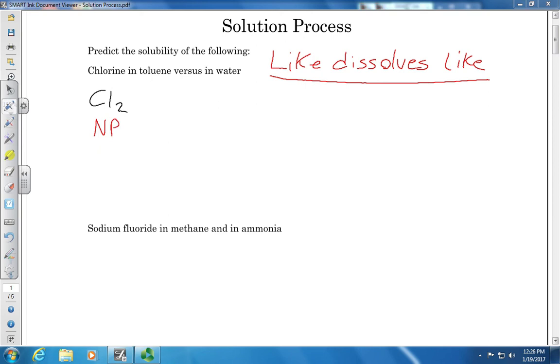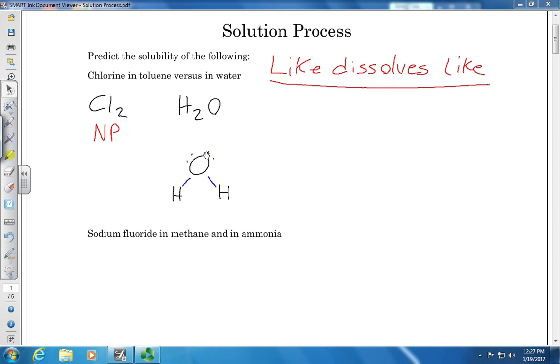Let's look at water. Water is H2O, and with that, we've got our oxygen and two hydrogens. If you recall, it's a bent molecule, so you'll have two lone pairs and a resulting dipole that goes like so. So this would be considered a polar molecule. We'll just put a P for polar.